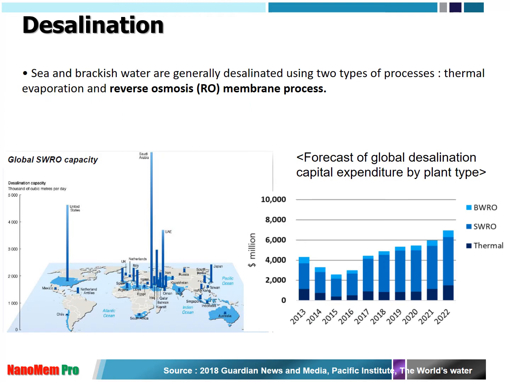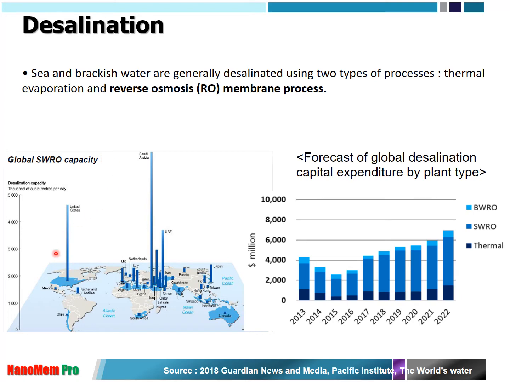Let's look at desalination. What's the current status? Seawater and brackish water are generally desalinated using two types of processes, thermal evaporation and the reverse osmosis membrane process. So you can see the global SWRO capacity. Nowadays, evaporation is less likely to be operated because of more energy consumption.